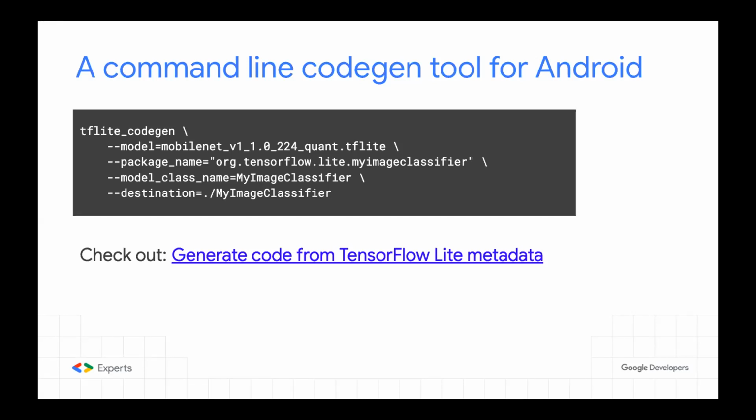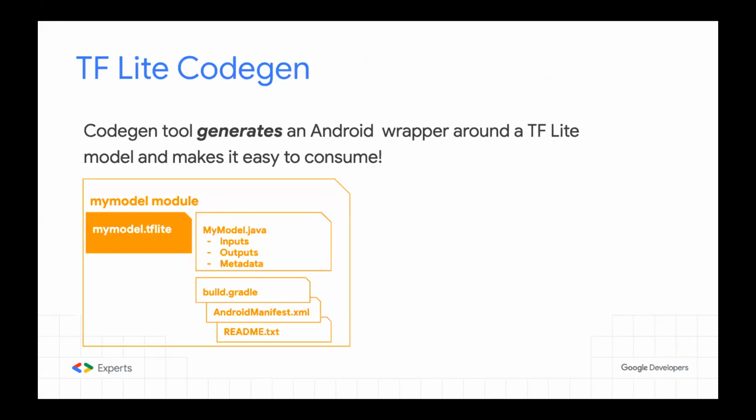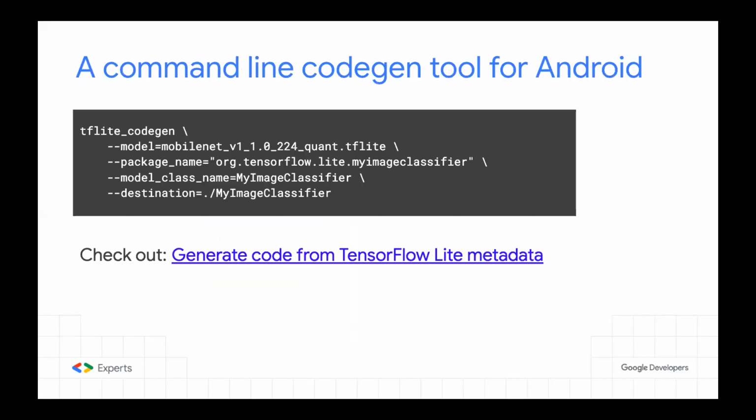But before TensorFlow Lite CodeGen, you had to put your TensorFlow Lite model in the assets folder, just as I mentioned, and you had to use any wrapper class, any utility class in order to consume that. But with the TensorFlow Lite CodeGen tool, you are just getting a library which you can directly use.